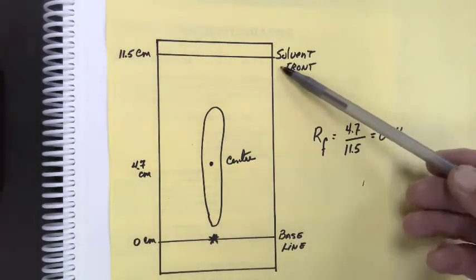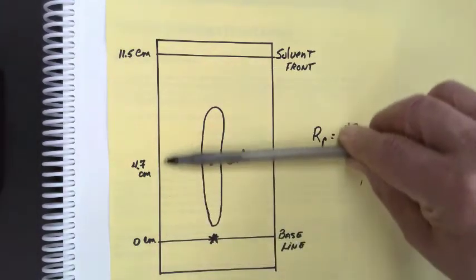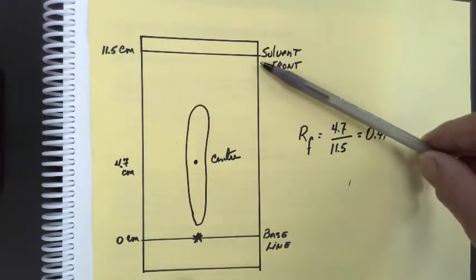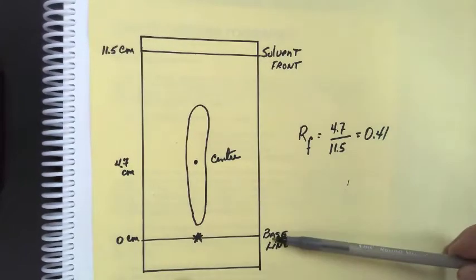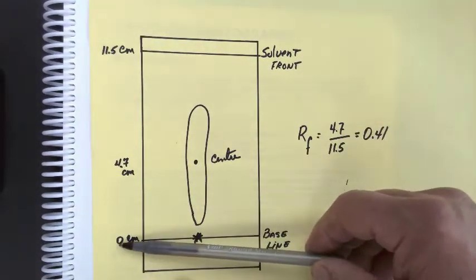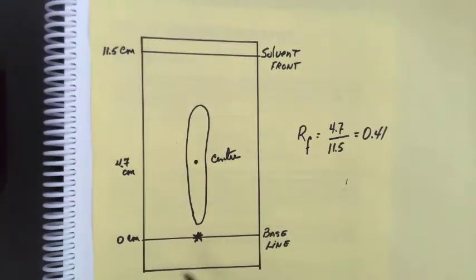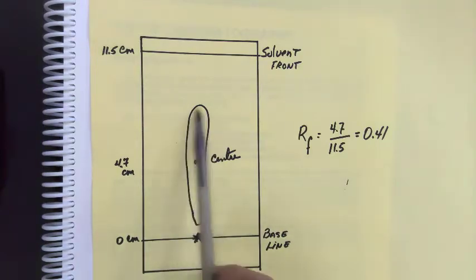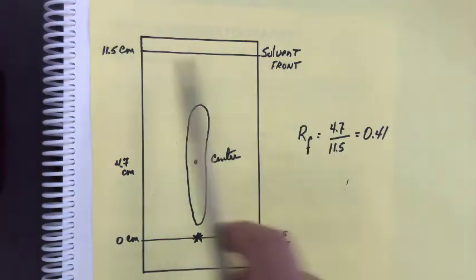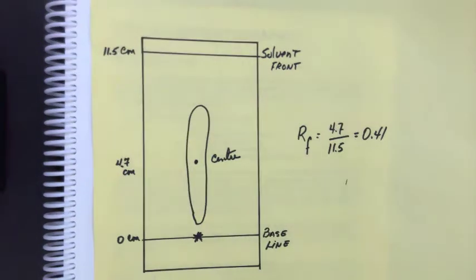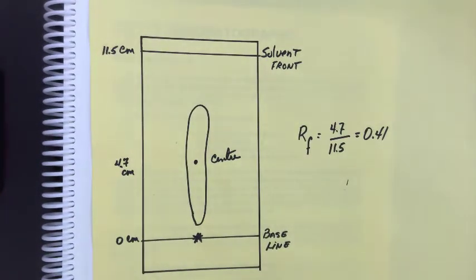This is my solvent front. This is how far the liquid moved up the chromatogram and stopped when I took it out right here. So that's my solvent front. This was my baseline. That was 11.5 centimeters. I started at 0 and so forth. So to calculate the RF value, I take the center value, center of my dye, divided by the solvent front, and then I get a value, in this case of 0.41. No RF value can exceed 1. If it does, you've done something wrong.